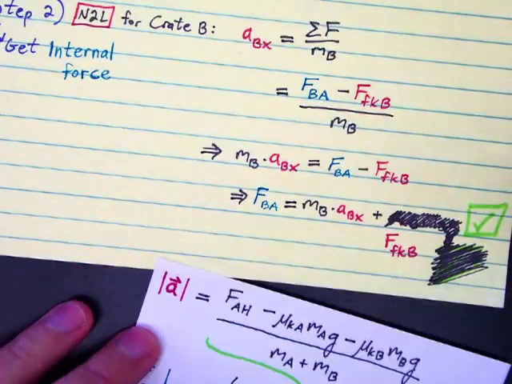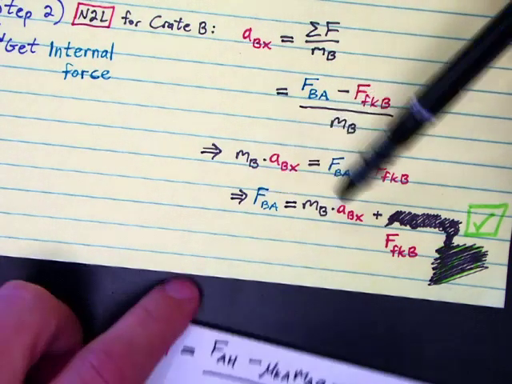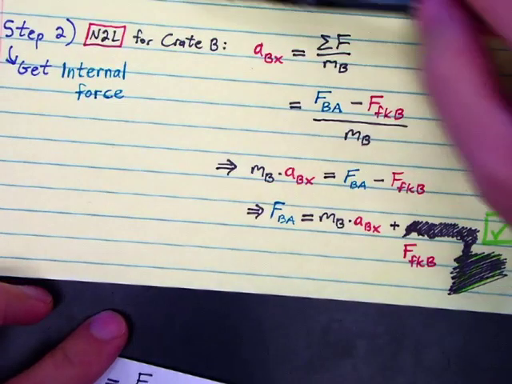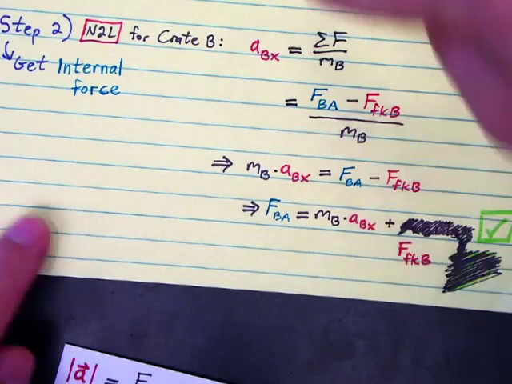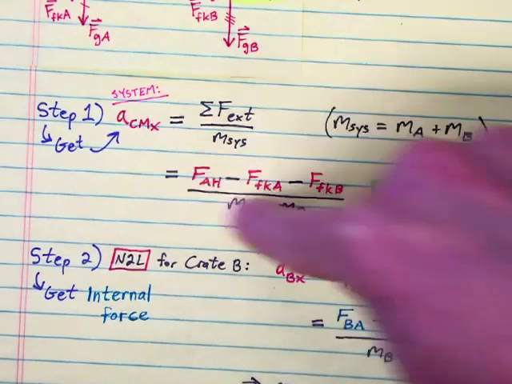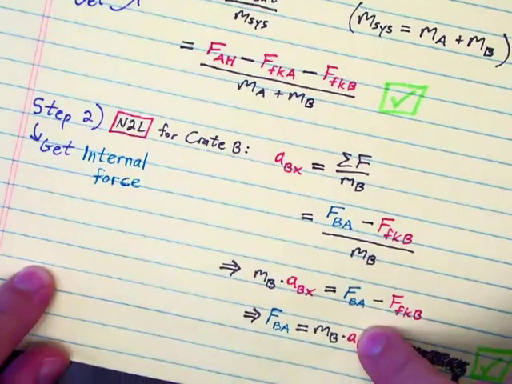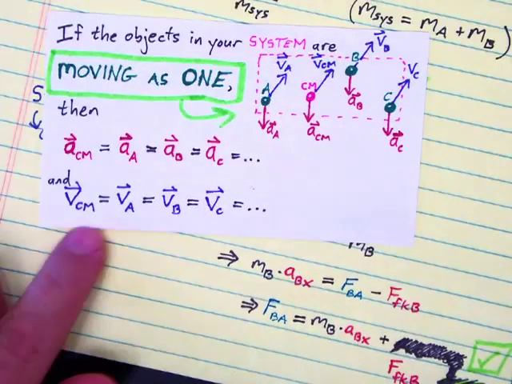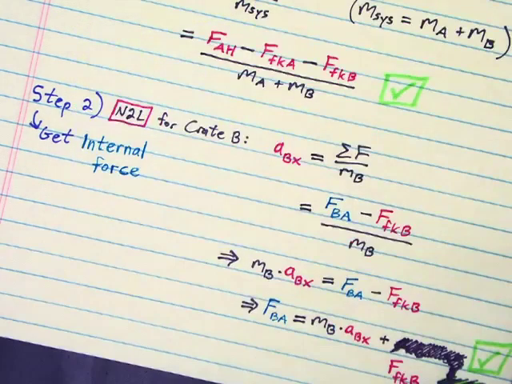And then down here, for the internal force, how hard A pushes on B, well, we just take the mass B times this acceleration here. Plug that whole expression in here. That's why this is step one. Find this acceleration and plug this whole thing into there because our objects are moving as one. So the acceleration of the center of mass is equal to the acceleration of B.